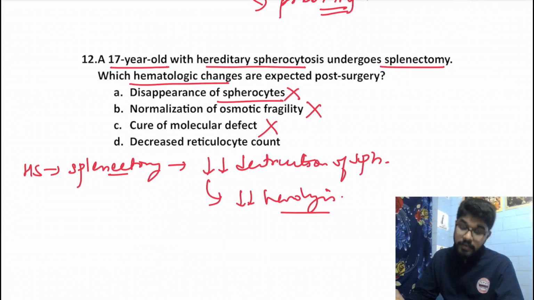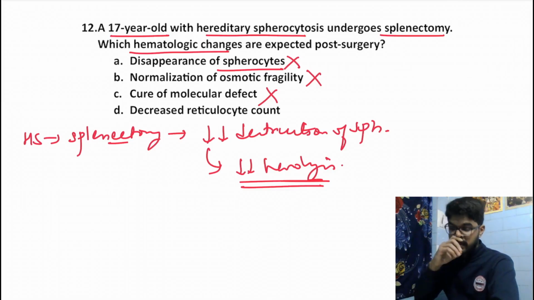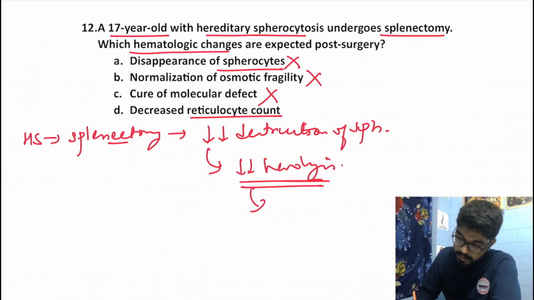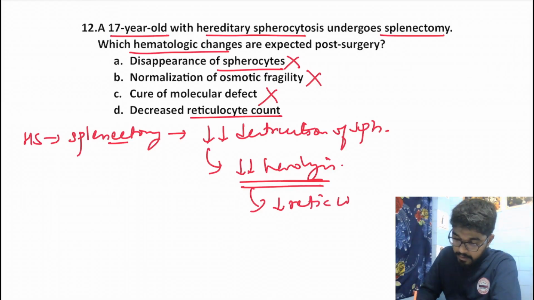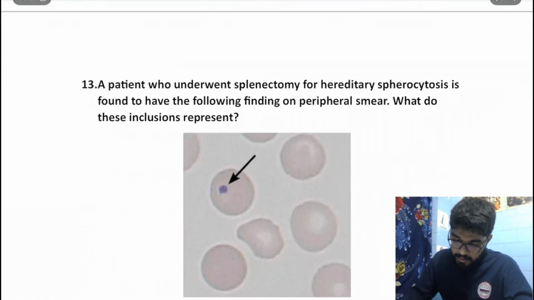Our answer: decreased retic count. Now, whenever there is a decrease in hemolysis, we all know that reticulocyte count is directly proportional to hemolysis if your bone marrow is functioning normally. So whenever there is a decrease in hemolysis, there would be a decrease in retic count. So our answer would be D. Okay. Moving on to the next question.